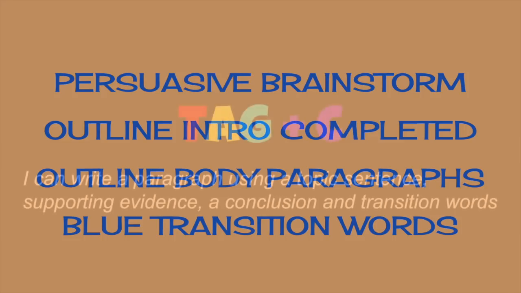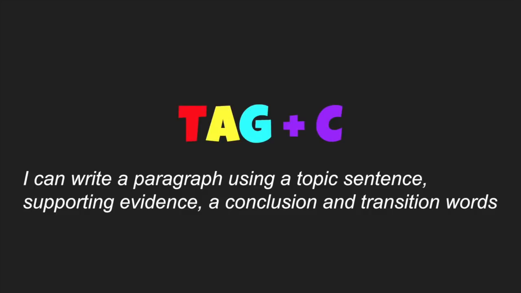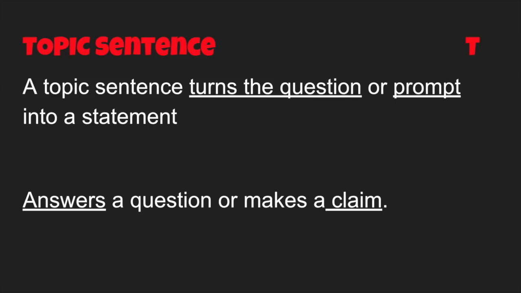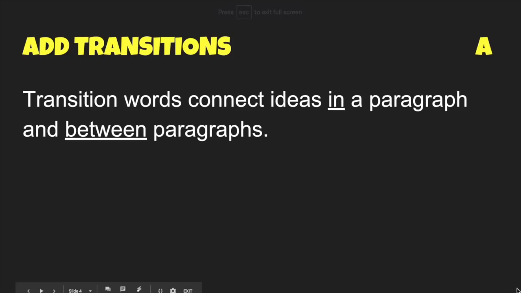So this learning objective is I can write a paragraph using a topic sentence, supporting evidence, a conclusion, and transition words. First part of Tag plus C is adding a topic sentence. A topic sentence turns the question or prompt into a statement. It answers a question, or in our case, it makes a claim.